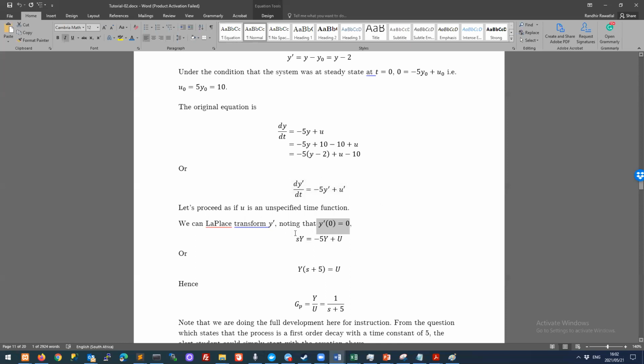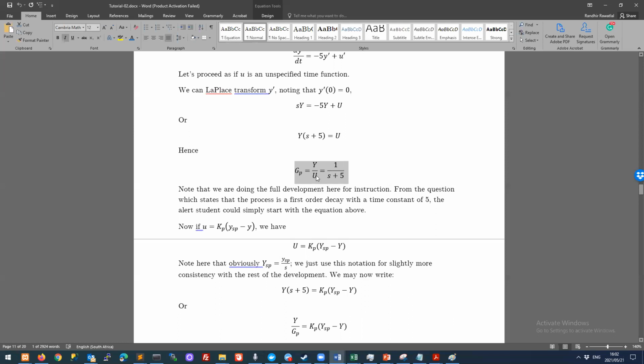You can rewrite this as sY minus 5Y equals a capital U. And so you can easily get the process transfer function. Okay, now that we have the process transfer function, we want to give a specific form for u. And now we want to close the loop. We are going to use a proportional controller. So the u value is proportional to the difference between the set point and the state variable.